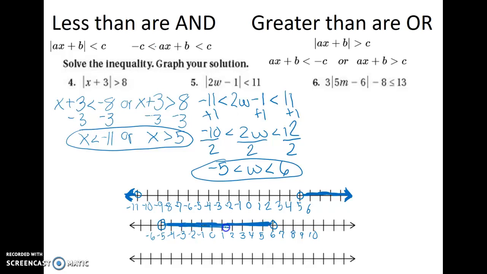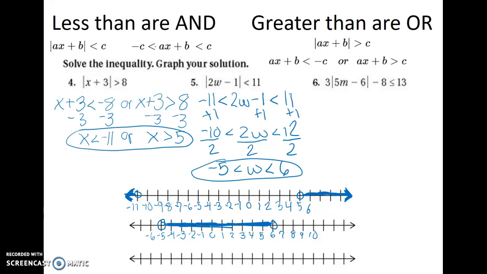I want to take some time to check my answers here. So I'm going to choose something in the middle. 0 is in the middle, and that's easy to check. So I'll put 0 in the original equation. So I have 2 times 0 is 0. 0 minus 1 is negative 1. And then you take the absolute value of that, and that's going to be a positive 1. Positive 1 is less than 11. Anything inside here should work. And you should check a few values in there just to make sure that it is good.